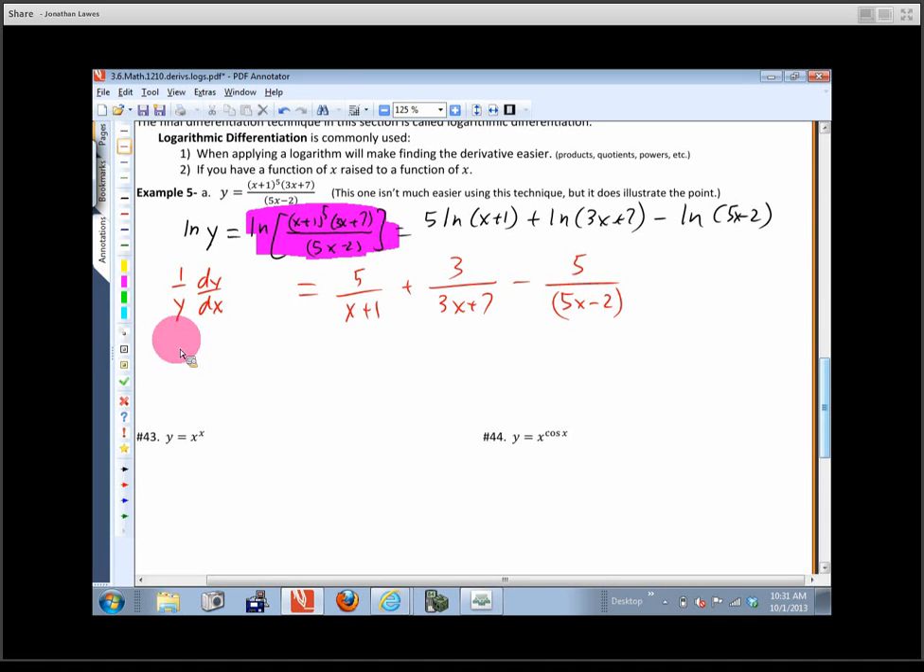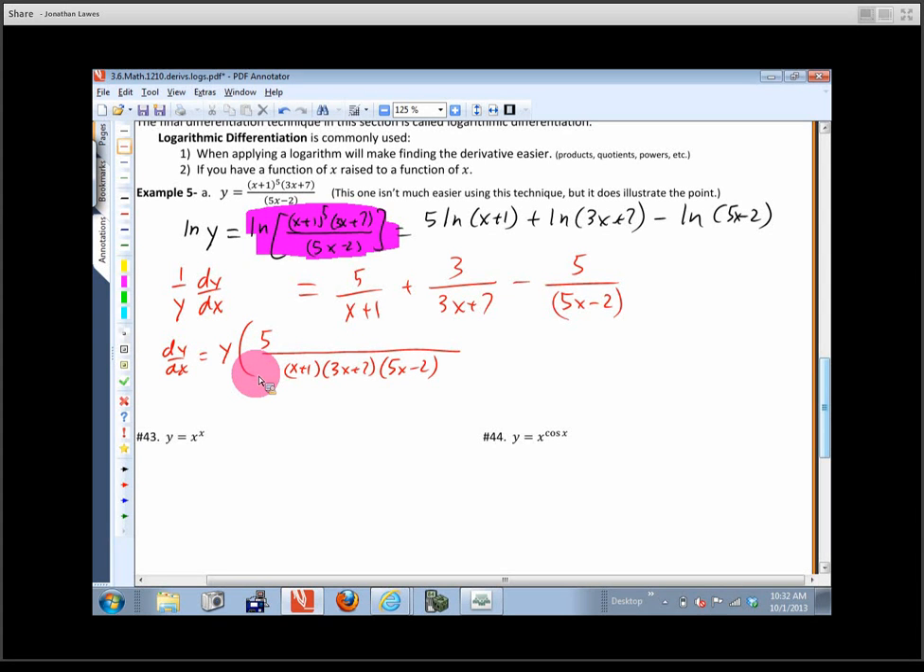I don't want a 1 over y on this side, so what would I do? Times both sides by y is what I do. Okay, so here's what I get. I get dy dx equals, this would be y times, and then in a big set of parentheses, I'm going to write this stuff here. So let's do this. 5 over x plus 1, 3 over 3x plus 7, 5 over 5x minus 2.